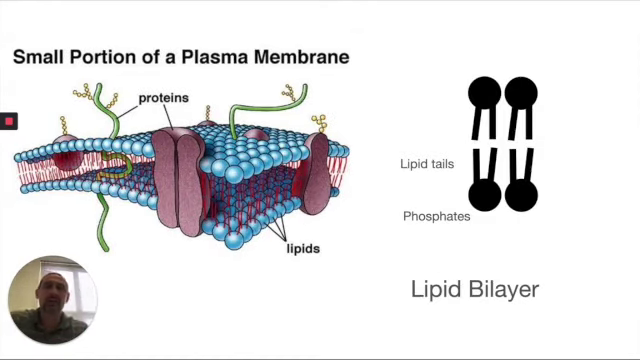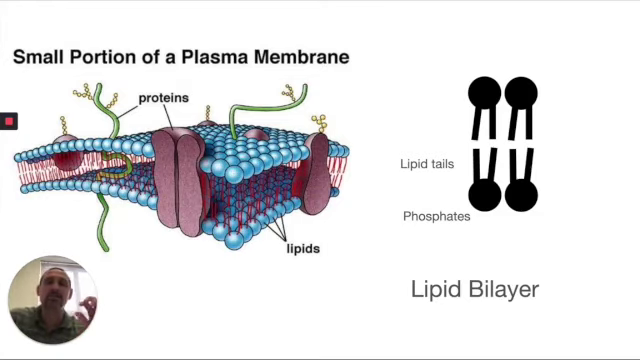The cell membrane or plasma membrane is made up of a lipid bilayer. What that means is that we have phospholipids. So the phospholipids consist of a phosphate head with lipid tails. The lipid tails face each other. The phosphates are on the outside.